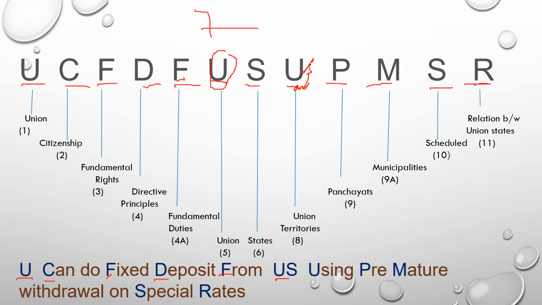U represents the union. It is the fifth part. S represents the states. It is the sixth part. And U represents the union territories. It is the eighth part, since seventh part is derived from the part B of first schedule. P represents the panchayats. It is the ninth part. M represents the municipalities. It is 9A part of Indian Constitution. And S represents the schedule and tribal areas. It is the 10th part. And R represents the relation between union and states. It is the 11th part of Indian Constitution. So in this way you can easily remember all these 11 parts. You can do fixed deposit from US using premature withdrawal on special rates.